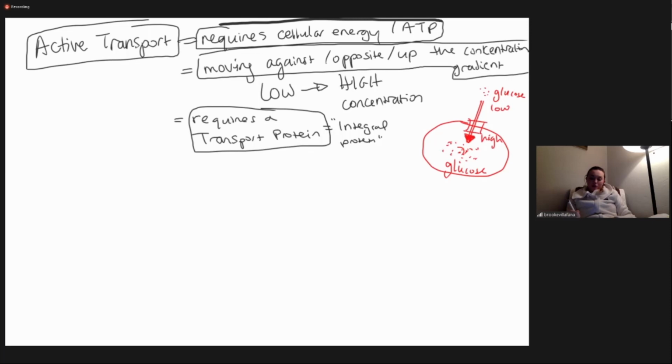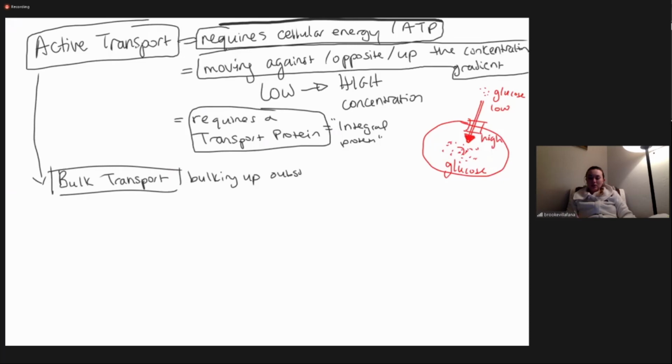Okay, so there are 2 types. Active transport does have a lot of different subtypes, but the main subtype we talk about in anatomy is called bulk transport. Bulk transport refers to transporting substances in vesicles. So these are little bags or sacks.